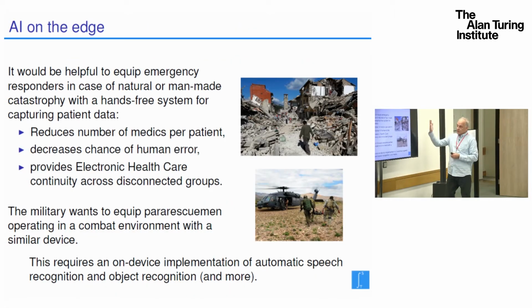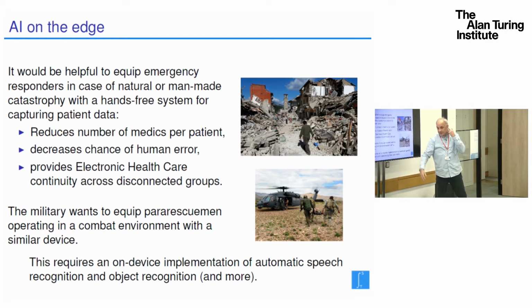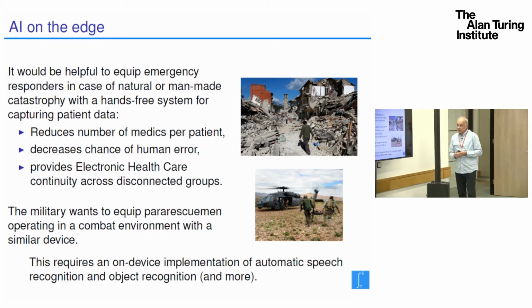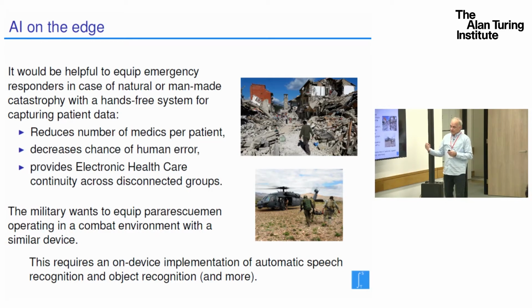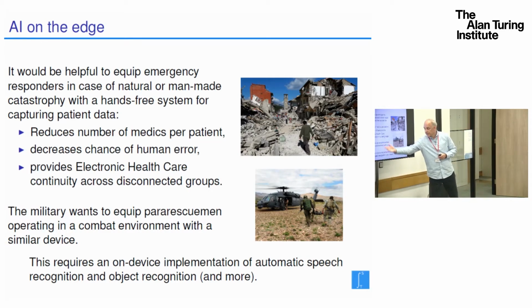We came across this problem of putting machine learning on edge devices in a real-world problem. The problem I was working on really comes from the second part, but it's very similar in the first part. So let's start with the first part. Imagine a catastrophe, like an earthquake or some human-made catastrophe, and you have lots of casualties. The power grid is down, you have medical care units, the emergency care units coming in, trying to save human lives.